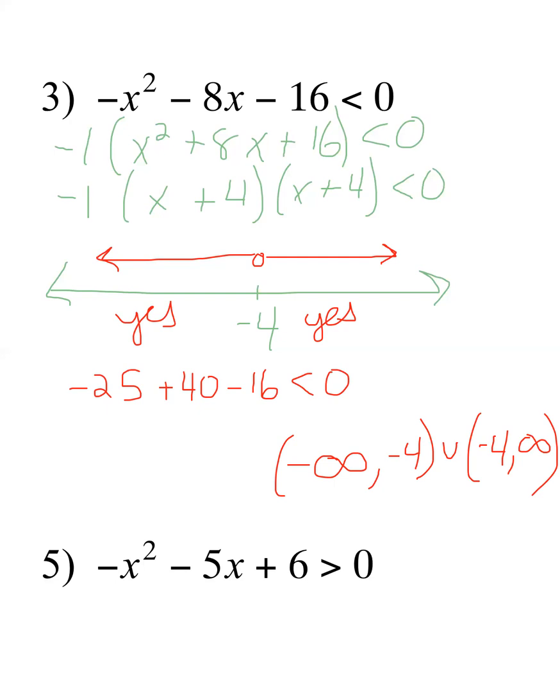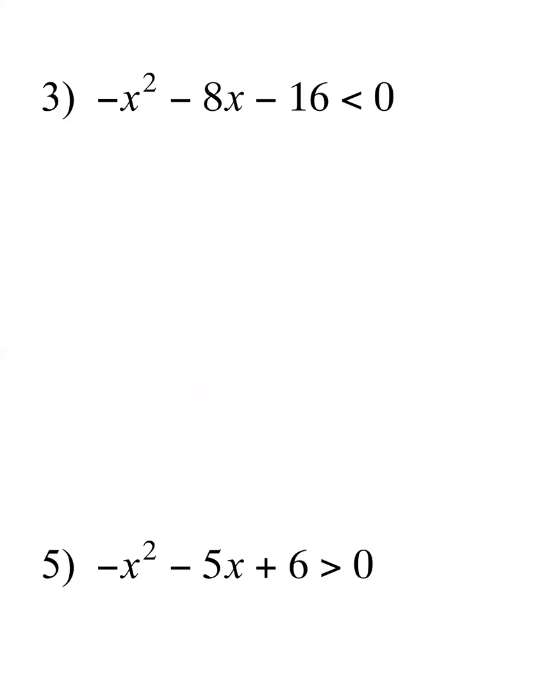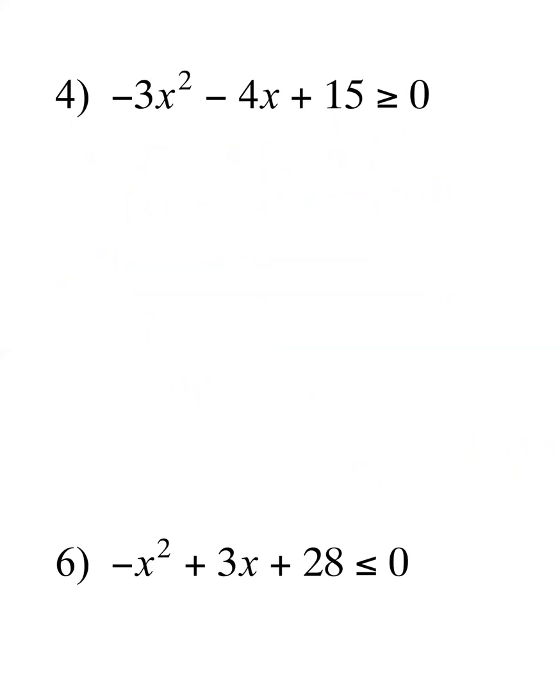Okay, cool. Let's do one more together, and then I will leave the rest for you to try. So let's slide on over to number 4. All right, so take out -1, 3x squared plus 4x minus 15. And now I want greater than or equal to 0.